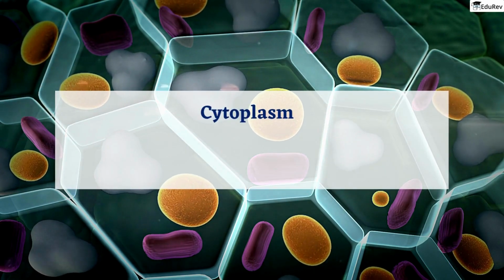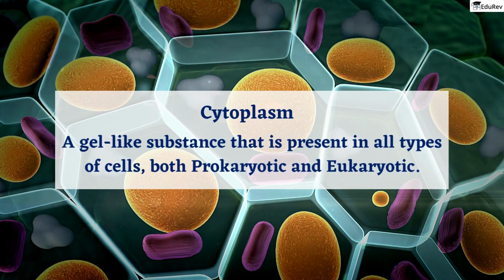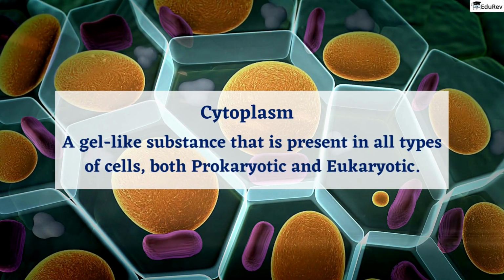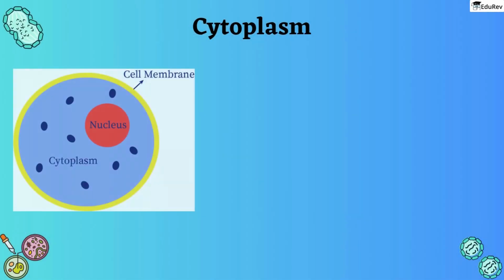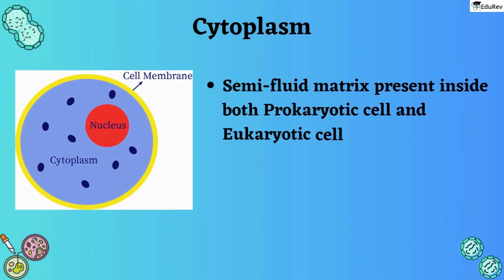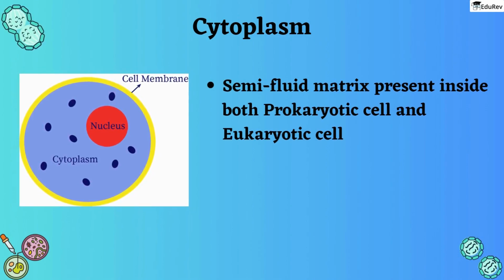That's the cytoplasm, a gel-like substance that is present in all types of cells, both prokaryotic and eukaryotic. Let's take a closer look at this vital component of the cell. Cytoplasm is the semi-fluid matrix present inside both the prokaryotic cell and the eukaryotic cell.